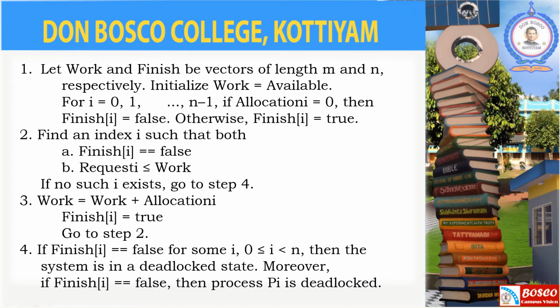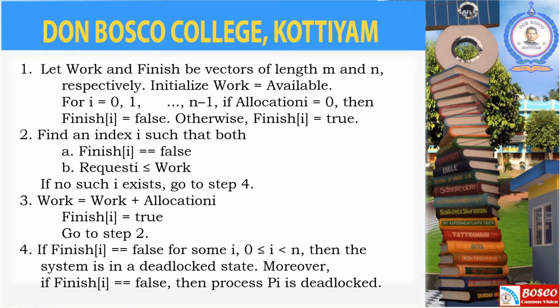There are 4 steps. The first step indicates that there are 2 vectors, work and finish. Work has length m, and finish has length n. And we have to initialize work to available. Available means the number of resources that are freely available after allocating to each process. We know what available is from Banker's algorithm.